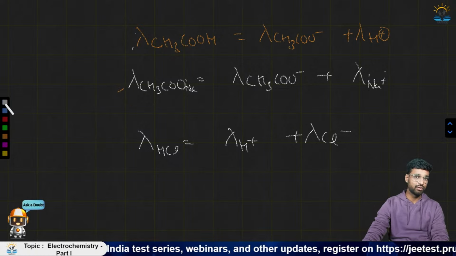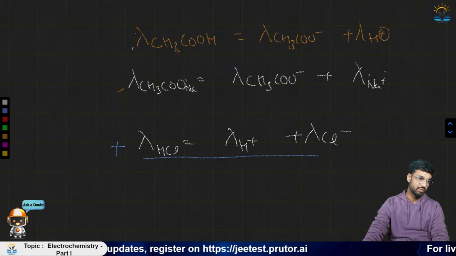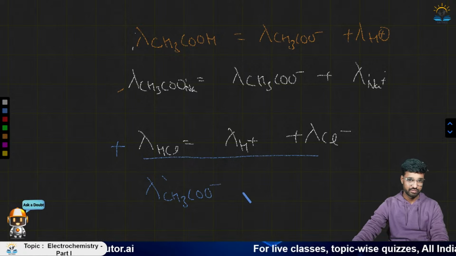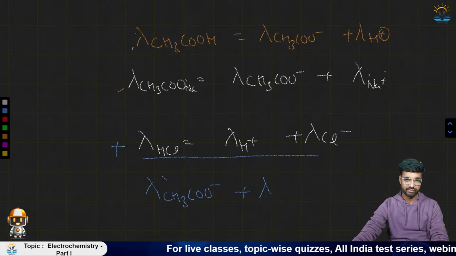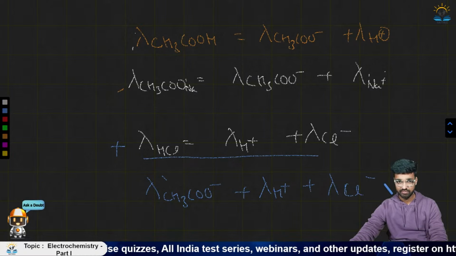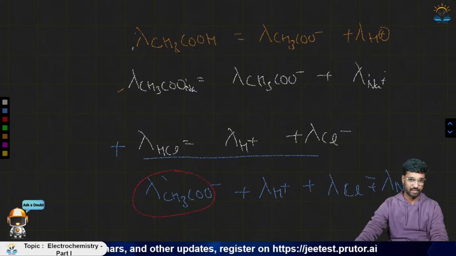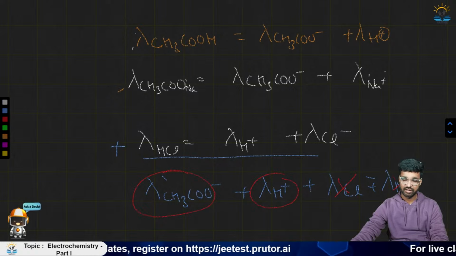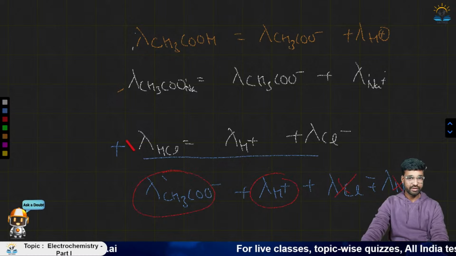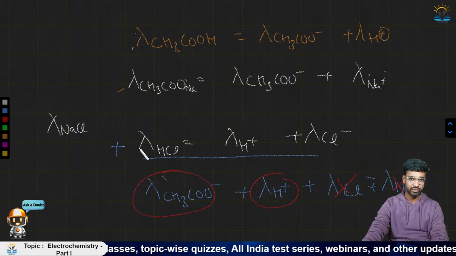But suppose we add both of these. What we will get is lambda of CH3COO minus plus lambda of H plus plus lambda of Cl minus plus lambda of Na plus. Now we need the first two, but we do not need the last two. So we need to subtract Na plus and Cl minus. If we have the molar conductivity of NaCl, we can subtract it from these two equations.